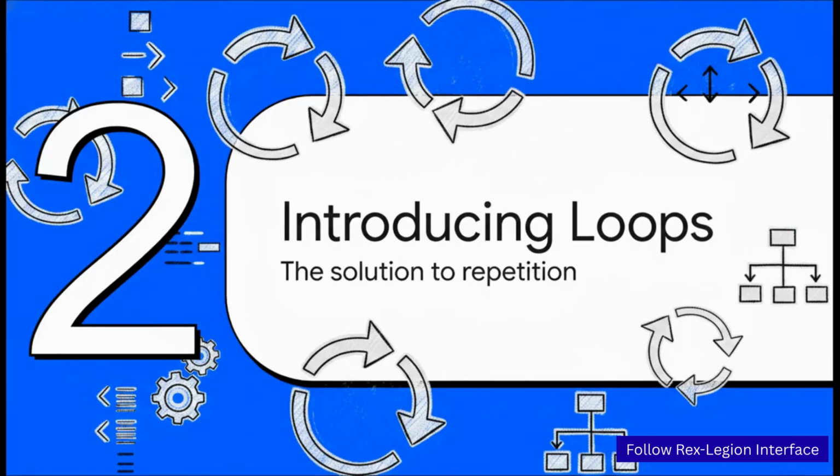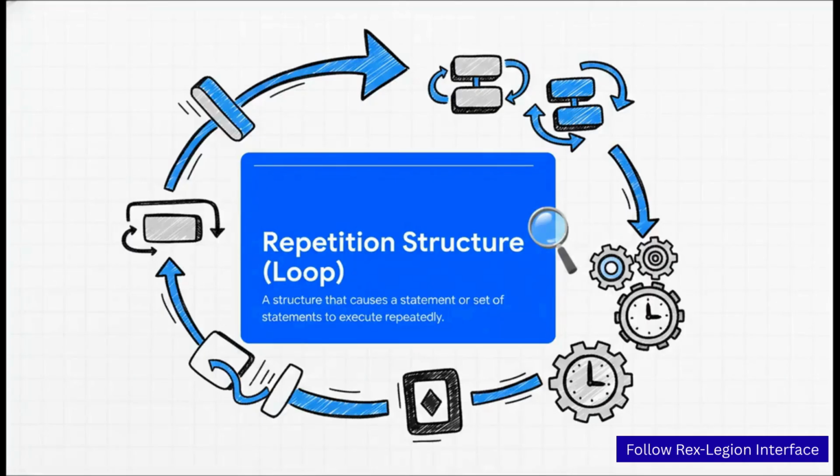This is where the repetition structure, or loop, comes in to save the day. It is such an elegant solution that lets us write the code just once and then tell the computer, hey, repeat this as many times as we need. The definition itself is really simple but incredibly powerful. A loop is just a structure that makes a set of statements run over and over and over again. It is, without a doubt, a programmer's best friend for handling any kind of repetitive task.